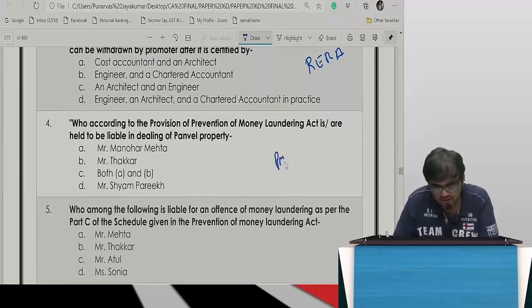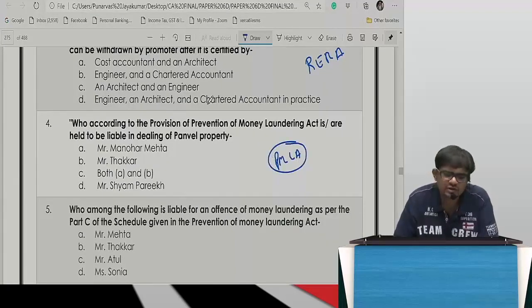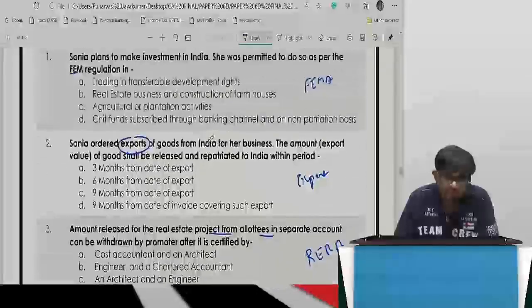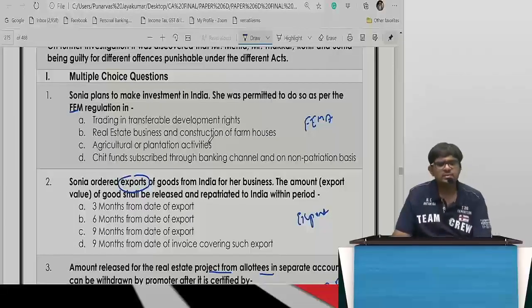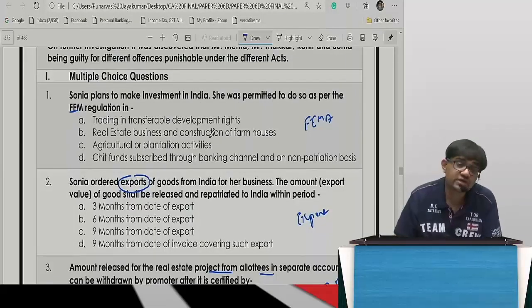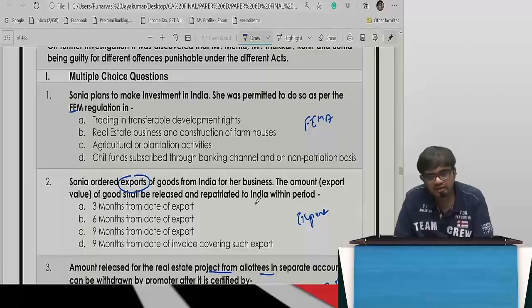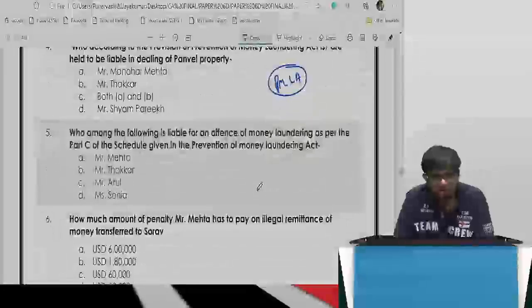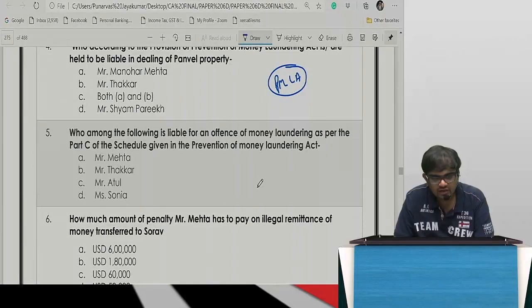Next, fourth one. Who will be held liable as per PMLA? Guys, already one question on PMLA, RERA, FEMA. See, we have 6 chapters. They can do a mix and match of any chapter they want. Already they have asked so many things. Who among the following is liable for an offense of money laundering as per Part C? Again PMLA.